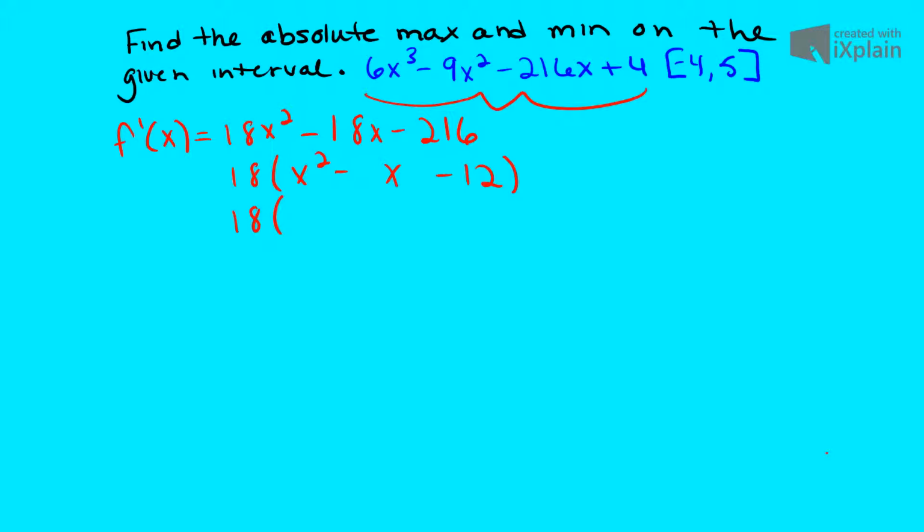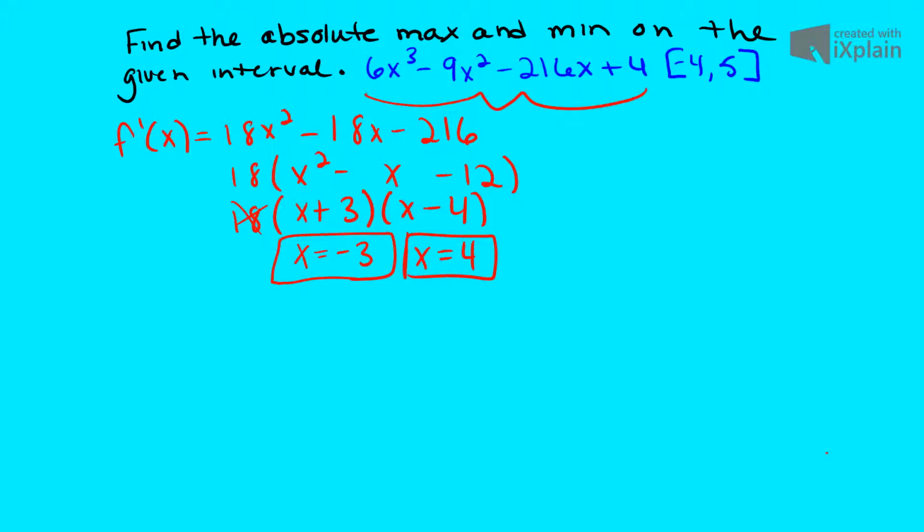We go 18, and then we go x plus 3, and then x minus 4, and then we just solve for these x values. So 18, we cancel that out because it doesn't have an x value accompanying it. From there, we get x equals 3, or x equals -3 rather, and x equals 4. So we know that these are our critical points.